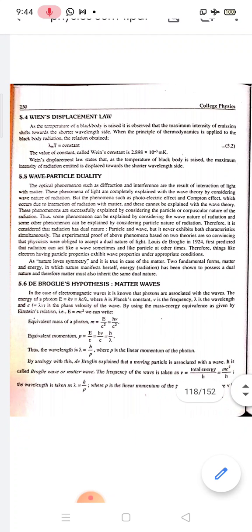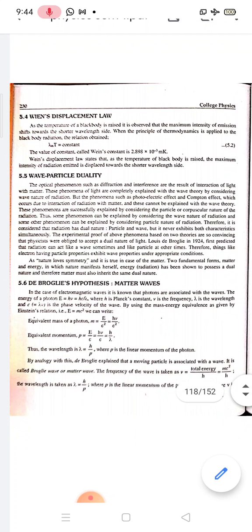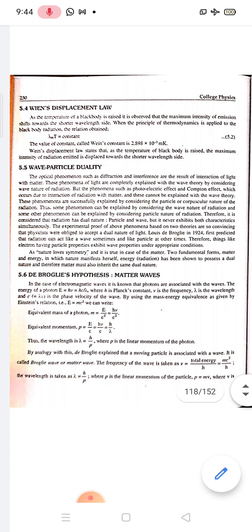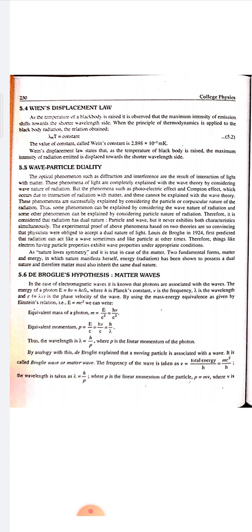There are two fundamental forms, matter and energy, in which nature manifests herself. Energy radiation has been shown to possess a dual nature, and therefore matter must also inherit the same dual nature. De Broglie hypothesis for matter waves.